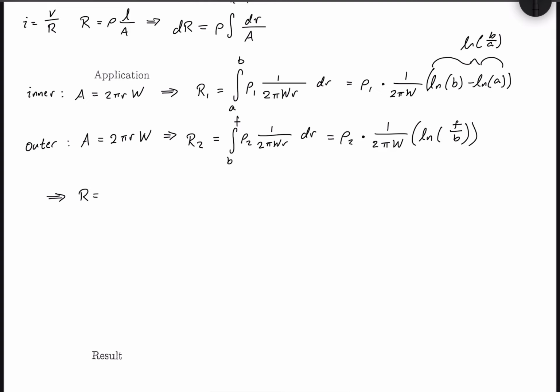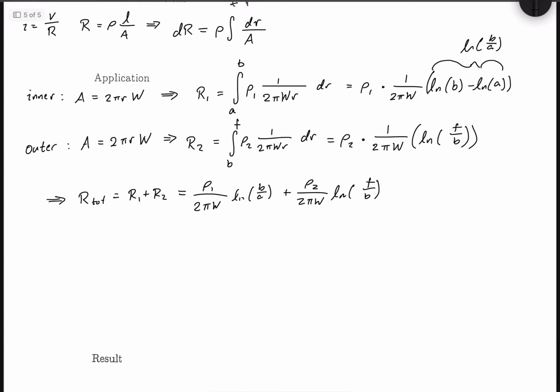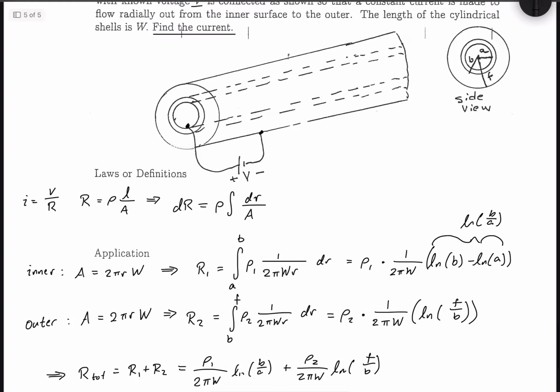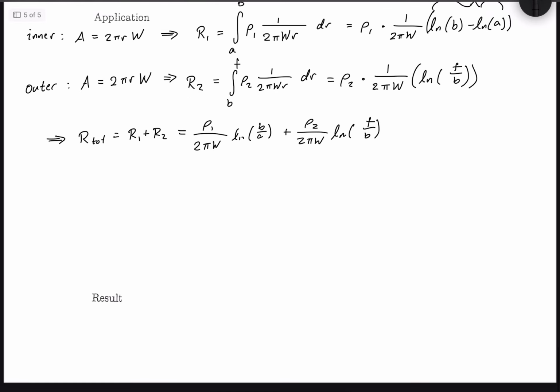Cool. So now we can just add these resistances together to get the total resistance. So R total equals resistance 1 plus resistance 2, which is just going to be rho 1 over 2 pi W ln B over A plus rho 2 over 2 pi W ln F over B. Bam! Boom shakalaka.